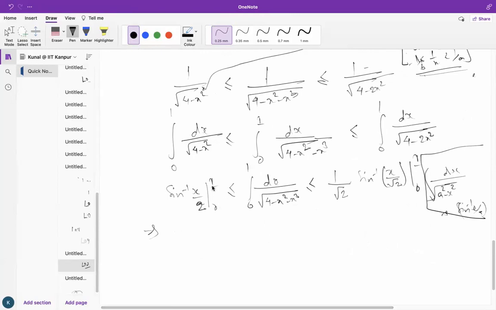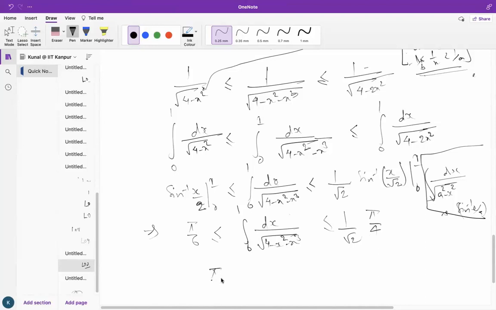Now when we substitute the value of the upper limit and lower limit, sine inverse of 1 by 2 will be 5 by 6, and 0 will be 0. We are integrating from 0 to 1 dx by root under 4 minus x square minus x cube. There will be 1 by root 2. Try to substitute the value of 1 here. So what we get? Sine inverse of 1 by root 2, and sine inverse of 1 by root 2 is 5 by 4. So we'll get 5 by 4.